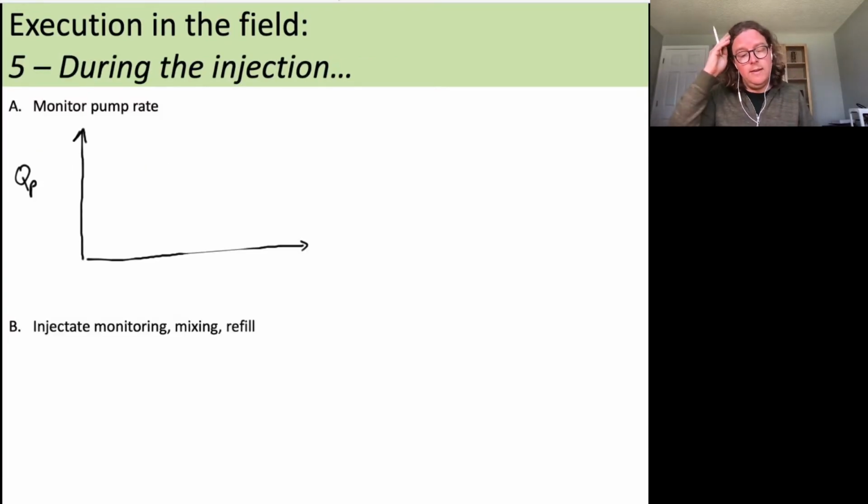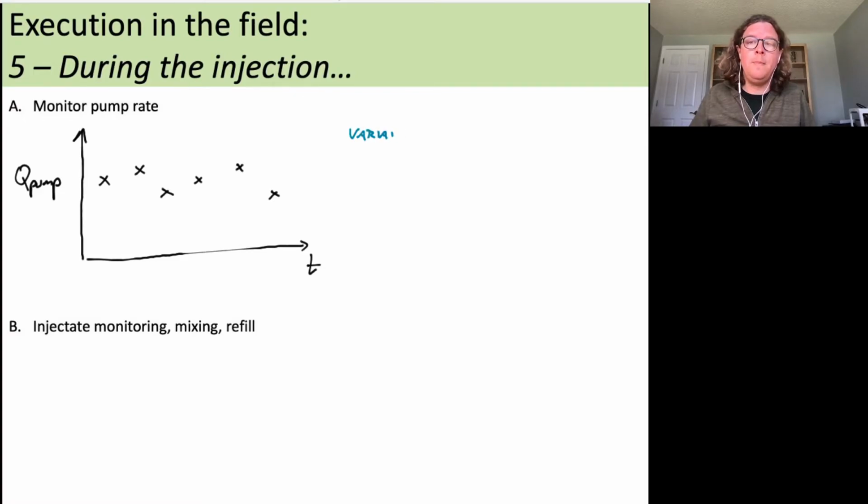Things to be doing during the injection. We should monitor the flow rate out of our pump regularly. If my injection is perhaps a 10-12 hour injection, we often do this every 1 to 2 hours. On a multi-day injection, I might do this every 3 to 6 hours. But the idea is to make sure we actually are delivering a constant rate to the stream. You'll see I've drawn here 6 potential measurements of pump flow rate through the course of an experiment.